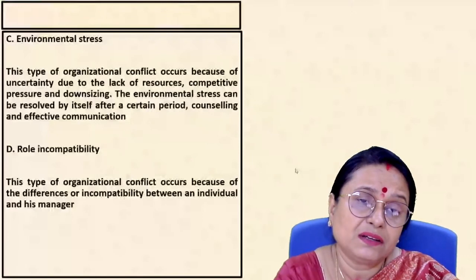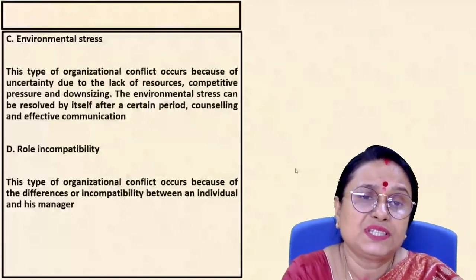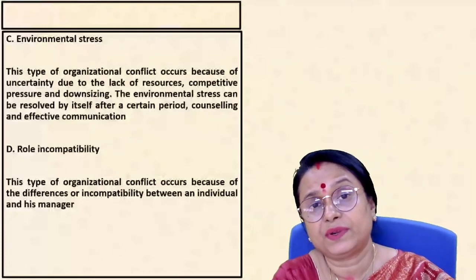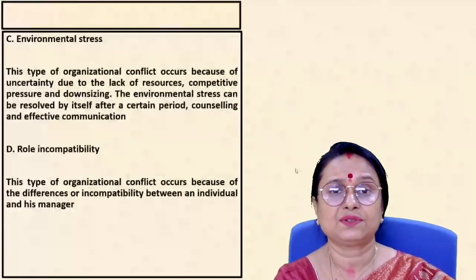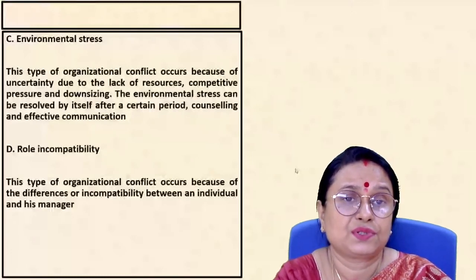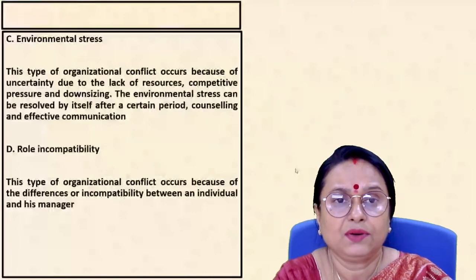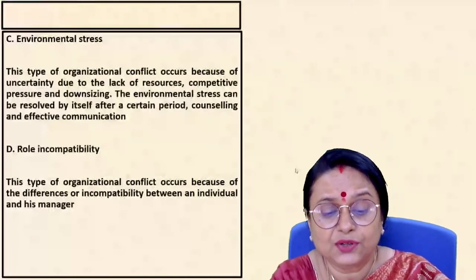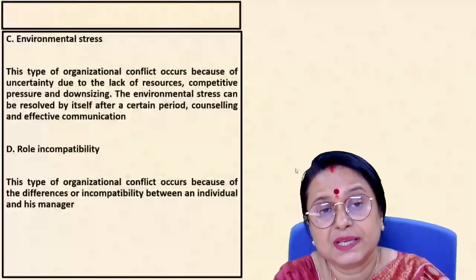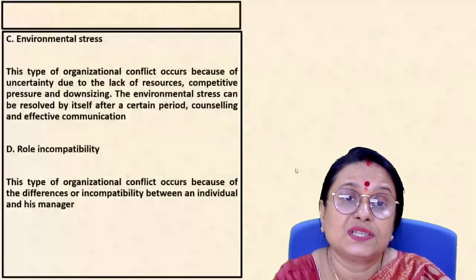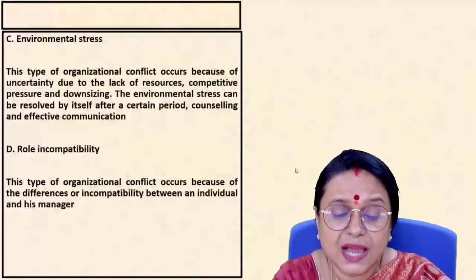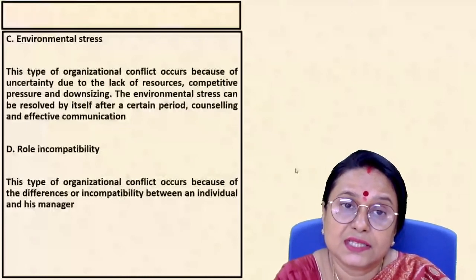So what is environmental stress? Work stress. If too much stress is given to employees, then there would be conflict. This type of organizational conflict occurs because of uncertainty due to lack of resources, competitive pressure, and downsizing. As I said, allocation of resources. One example I had given earlier: allocation of resources means differentiating between two persons with the same experience, background and capability at the workplace, so the allocation of resources is different for two persons with the same capabilities. That also will lead to stress, environmental stress, which leads to conflict.